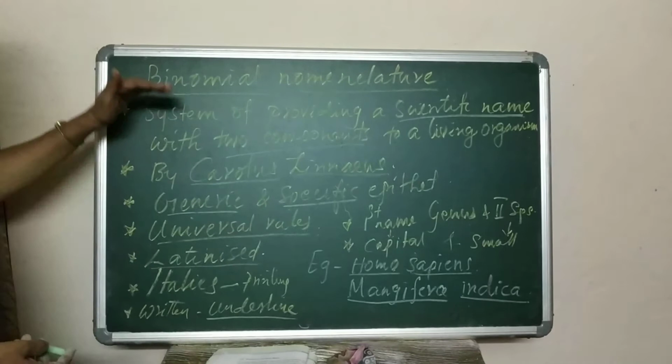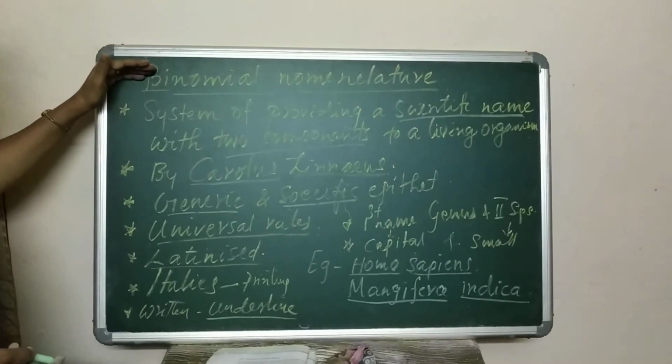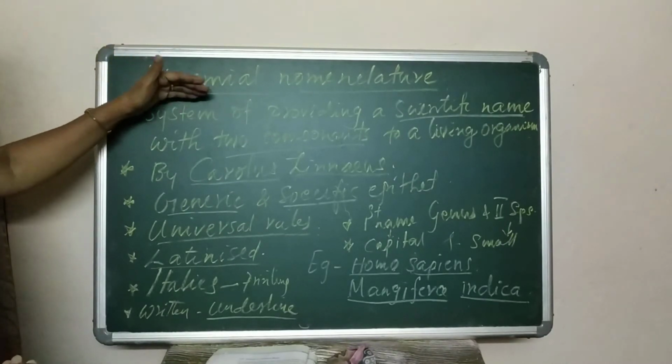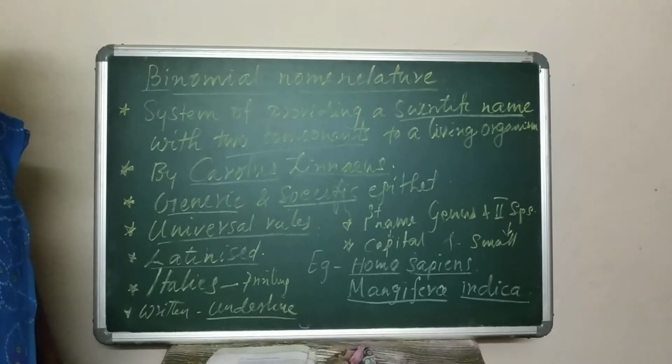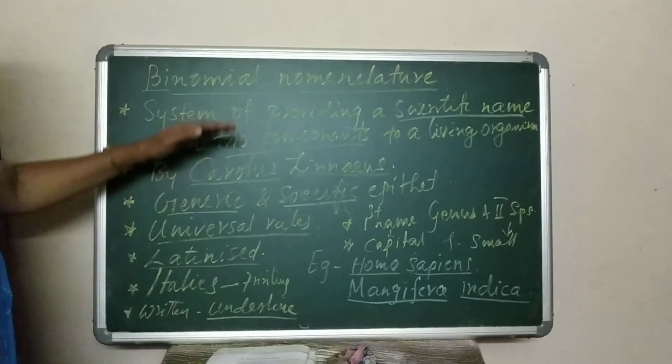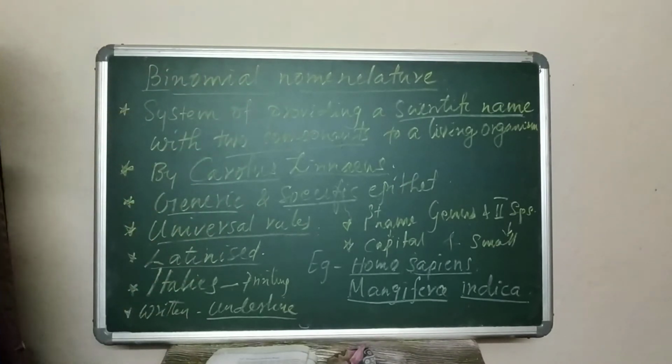Binomial nomenclature is the system of providing a scientific name with two components to a living organism. In some cases there are three components, which is called trinomial nomenclature. Nowadays we need to study this binomial nomenclature.